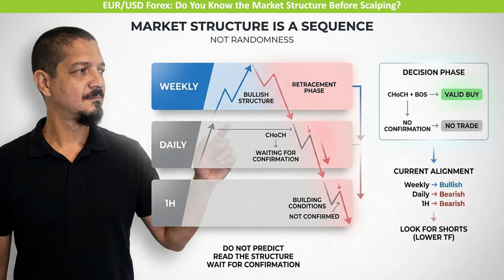And this is where discipline matters the most, because the market does not move in a straight line. It moves in phases, and each phase requires patience, clarity, and the ability to wait for confirmation. So instead of trying to anticipate the move, focus on reading the structure. Let the market show you when the sequence is complete, because in the end, it is not about being first. It is about being aligned with the structure.